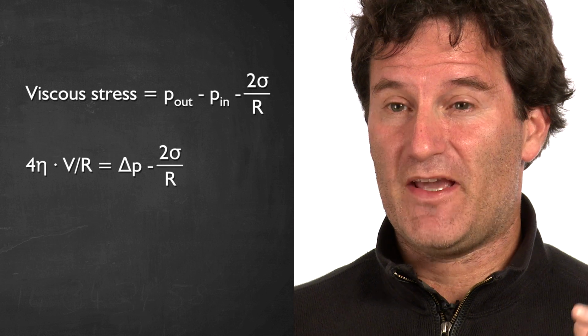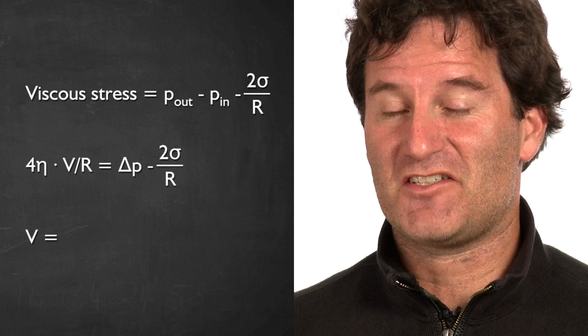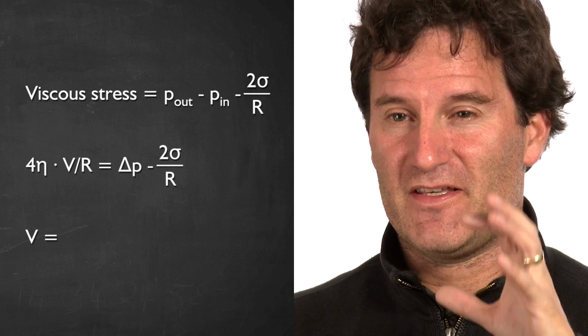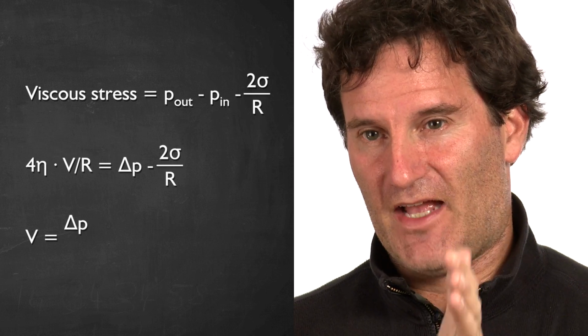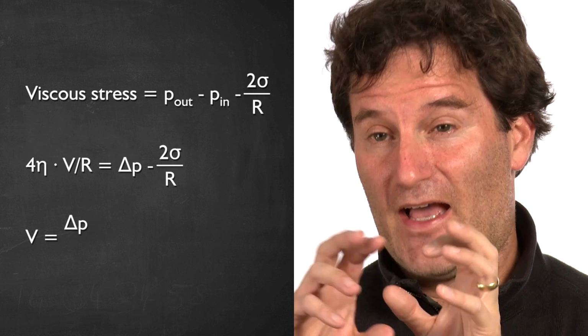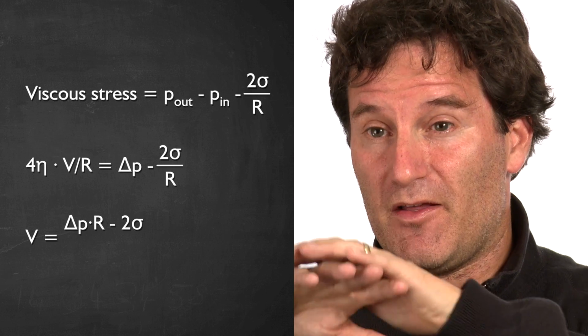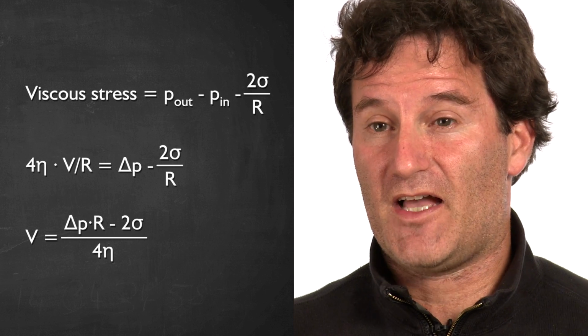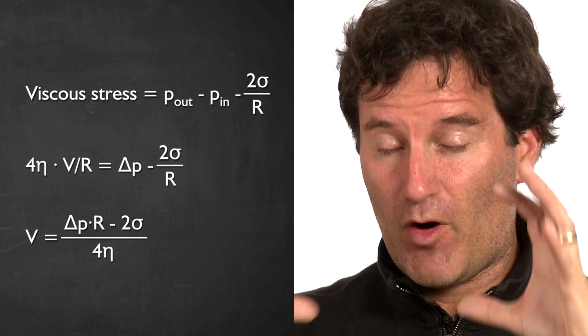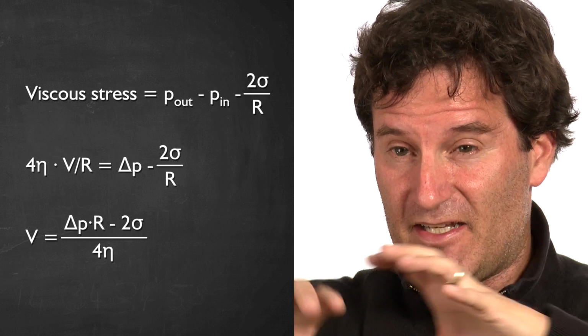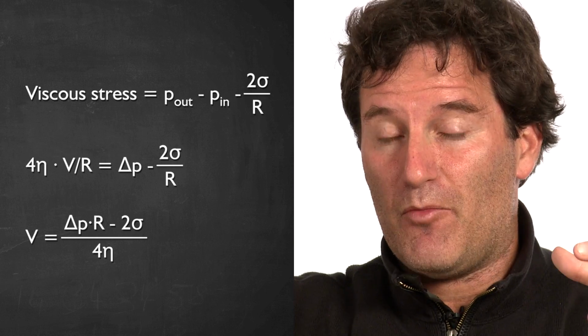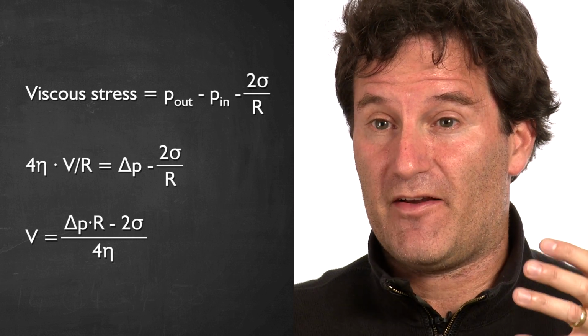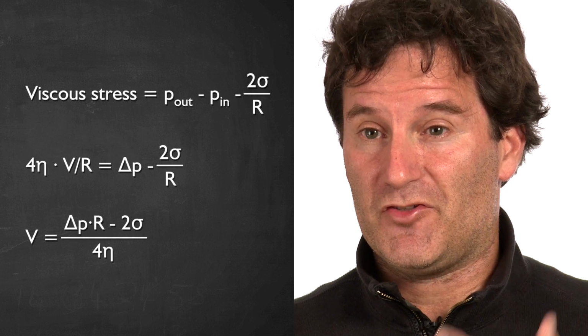So we can take this equation and solve for v, the velocity of the bubble. The velocity of the bubble is delta P, the pressure inside the bubble minus the pressure outside, times the radius, minus 2 sigma, the whole thing over 4 times the viscosity eta. And so this formula contains within it everything that you need to know about how the bubble grows, and we can use it to think about the various scenarios that might occur when you bake.